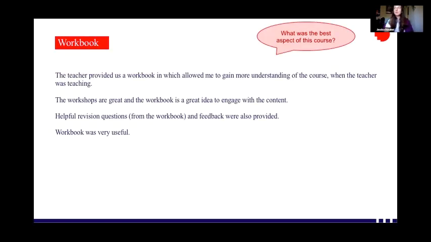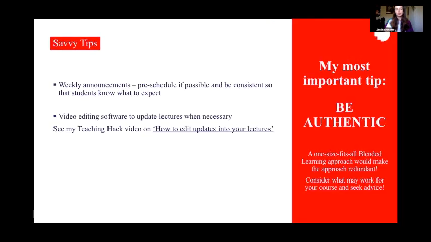So what was the best aspect of this course in regards to the workbook? We've got comments this year such as: the teacher provides us with a workbook which allowed me to gain more understanding of the course when the teacher was teaching. The workshops are great and the workbook is a great idea to engage with the content. There were helpful revision questions from the workbook, and the workbook was very useful. And students can finish and graduate and still have that resource to go back and look at.